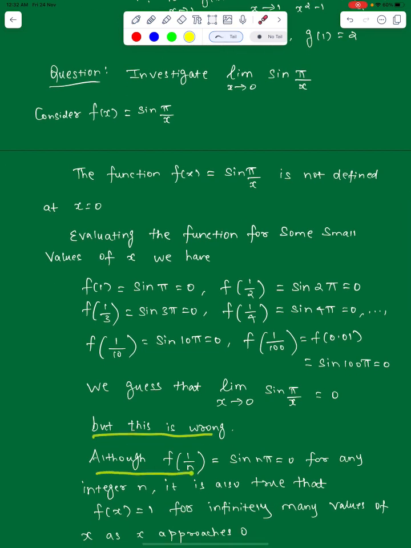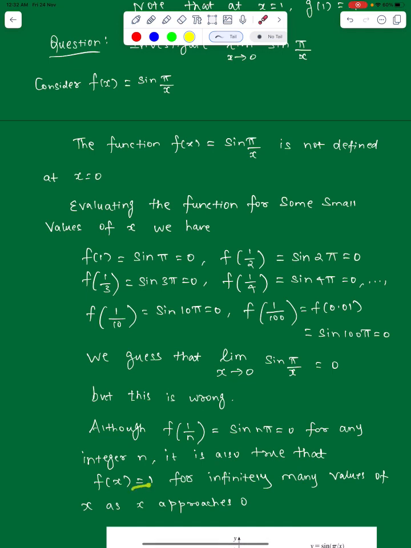Here, although we see f of 1 over n is sine n pi, which is going to be 0 for any integer n, it is also true that f of x may have some values like 1 for infinitely many values of x as x approaches 0. So here we have gone with 1 over 2, 1 over 3, 1 over 4, but there are some more values for which you may get your f of x value to be 1. So that is the meaning.